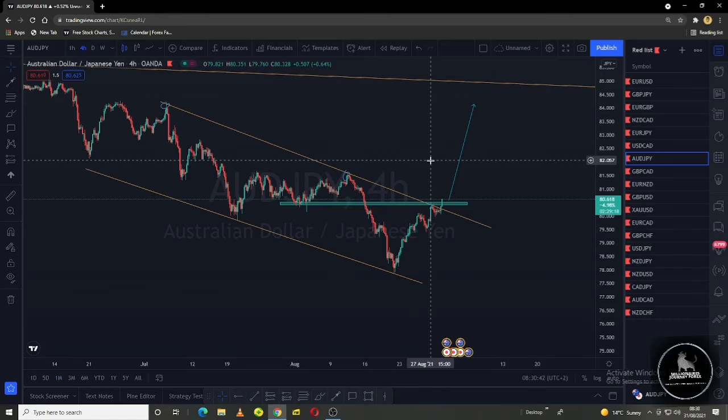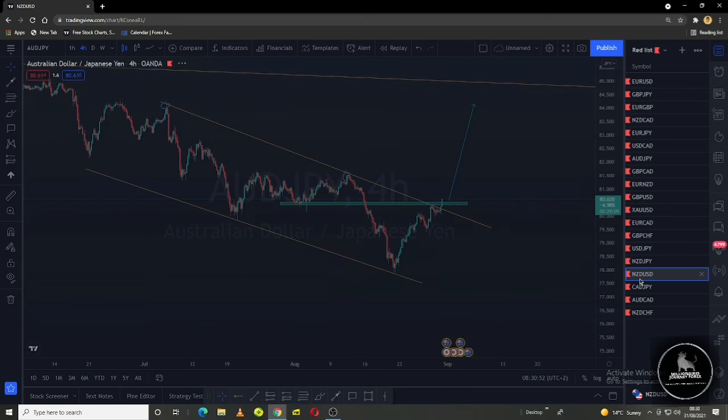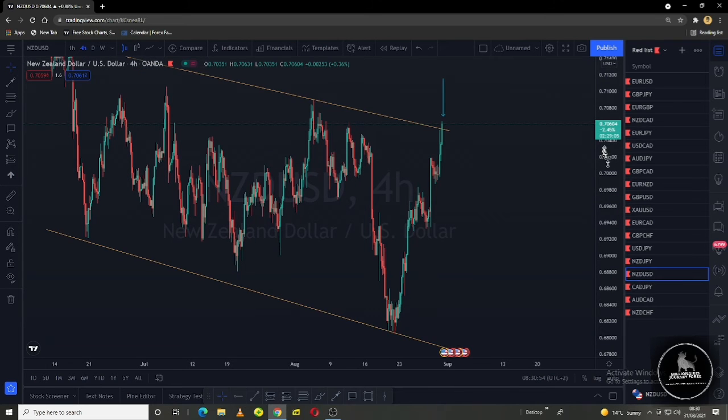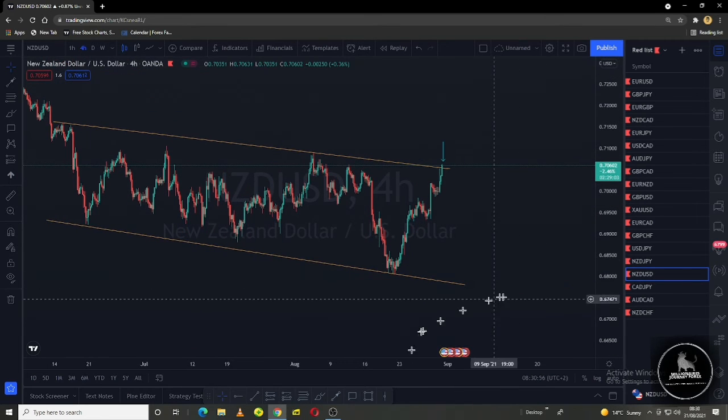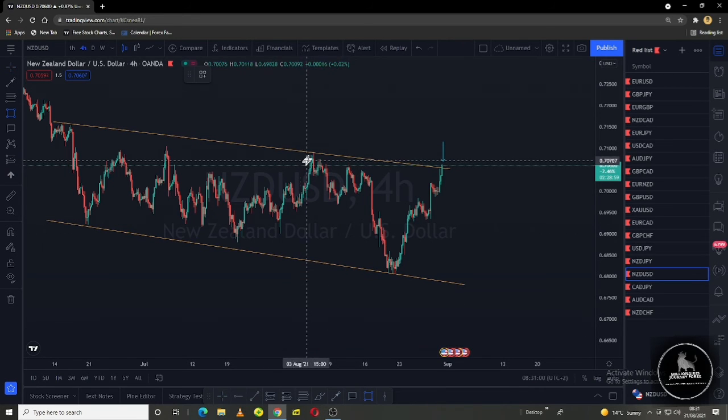And if the structure is broken, that doesn't mean you should just jump in and go all in. No, you always have to respect the market. Use proper risk management, even if a trade looks perfect. So this one is just about to confirm.